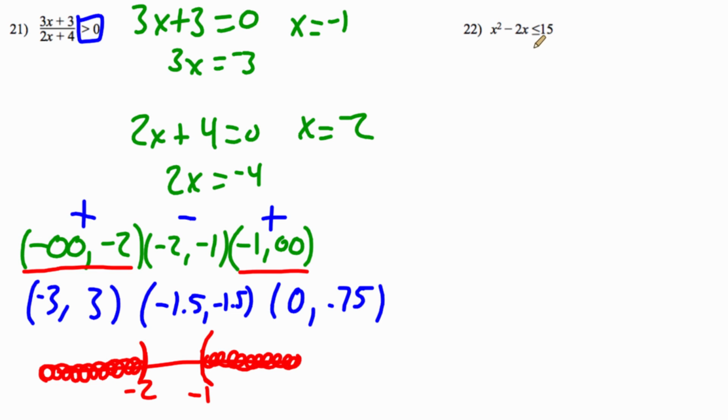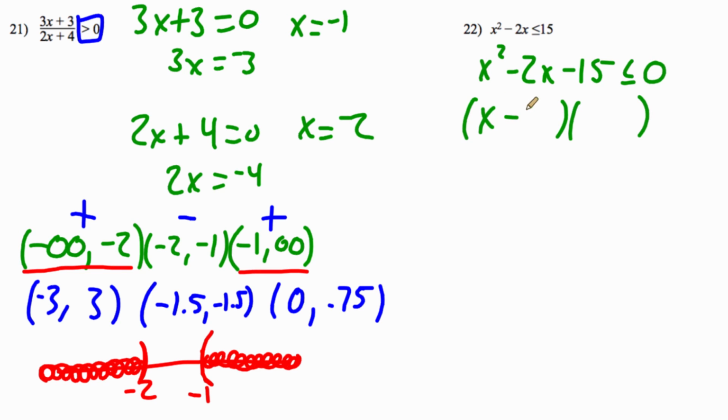If we look at number 22, first thing we need to get is a 0 on that right-hand side. So I'm going to subtract the 15 over to the left-hand side. So we get x squared minus 2x minus 15 is less than or equal to 0. If we factor out the left-hand side, we get x minus 5 and x plus 3. Solving each one of these, for x minus 5, we'd get x equals 5, and for x plus 3, we'd get x equals negative 3. So those are our critical numbers, 5 and negative 3.